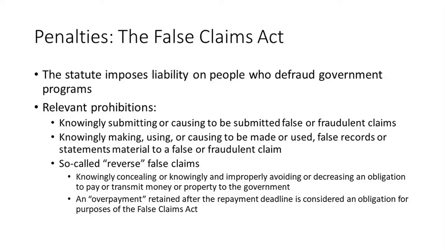And then there are the so-called reverse false claims that can give rise to an action. That's where somebody knowingly conceals or knowingly and improperly avoids or decreases an obligation to pay or transmit money or property to the government. And so an overpayment that is retained after the repayment deadline, which we'll talk about shortly, is considered an obligation for purposes of the False Claims Act.